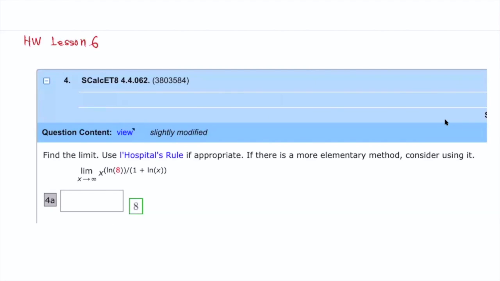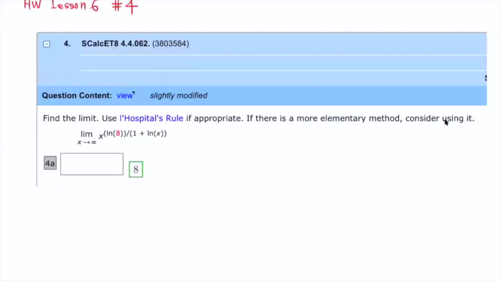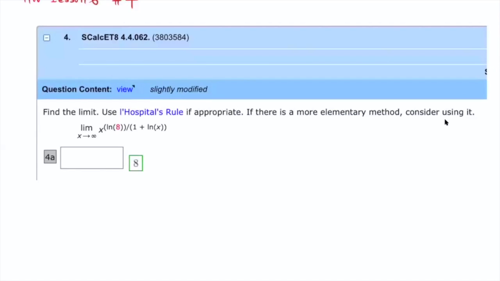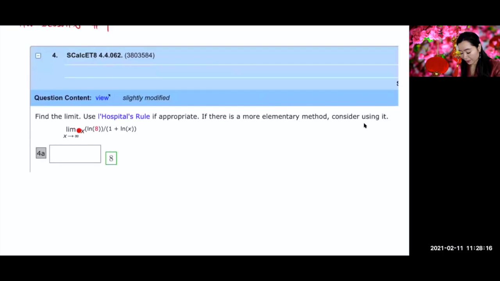This is number 4. Okay, so I label this. So let's do this together. Okay, so this is for indeterminate power. If you watched the lesson, you know the indeterminate power. Oh, there's different types, right? So what is this type? Let's try to investigate what happened here.